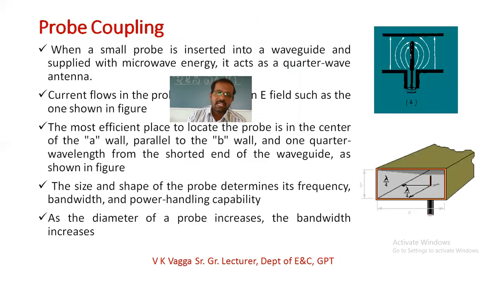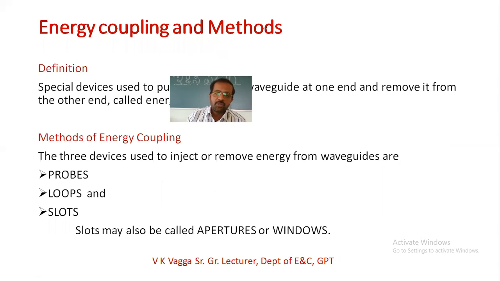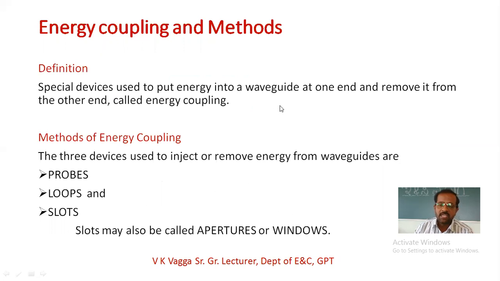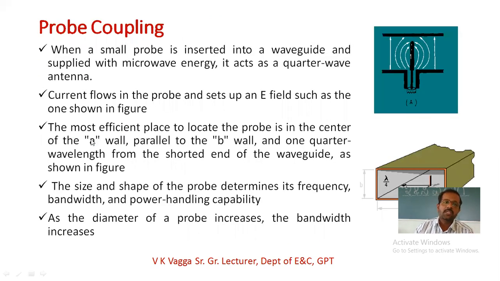In this class, I have explained the actual definition of energy coupling. Energy coupling means putting energy into the waveguide at one end and removing it from the other end. It is classified into three main types: one is probe, one is loop, and another is slot. The slot is also called by another name, aperture or window.